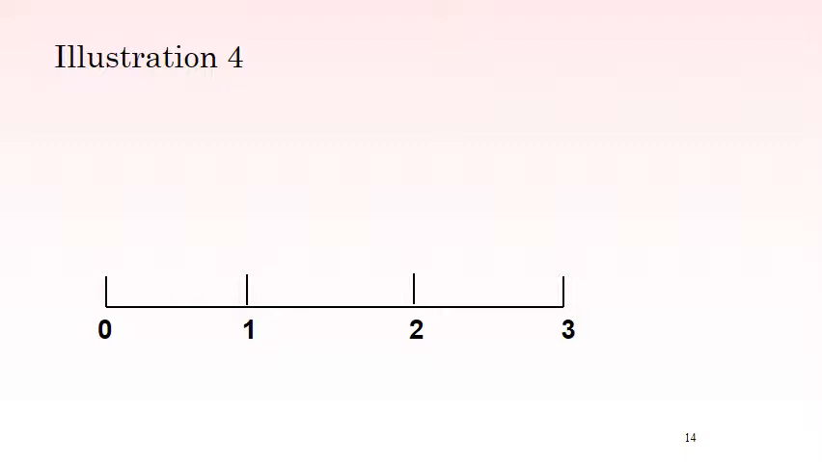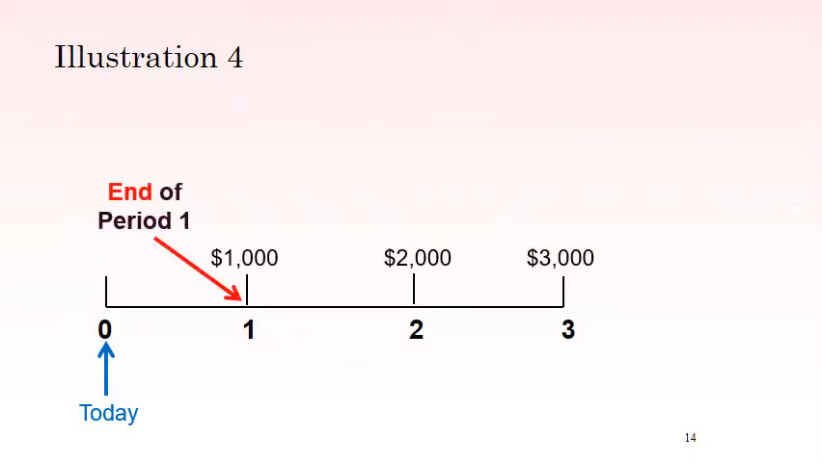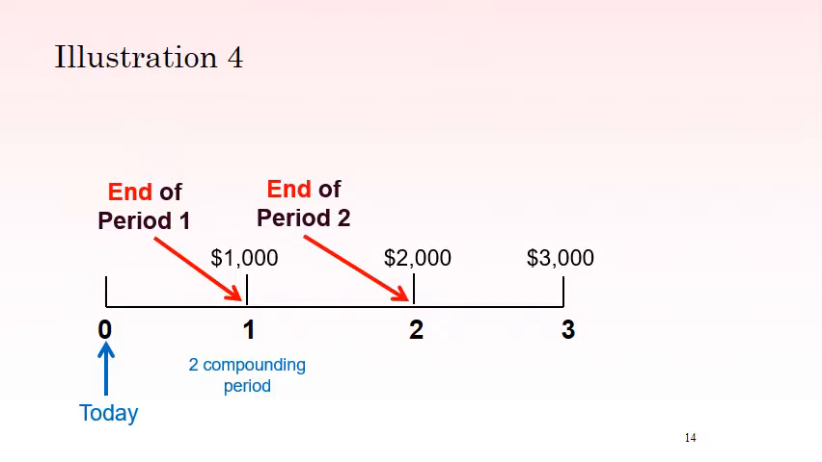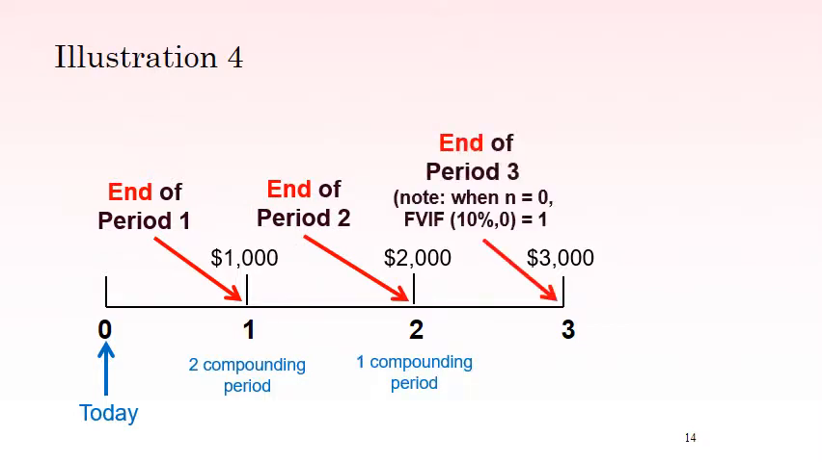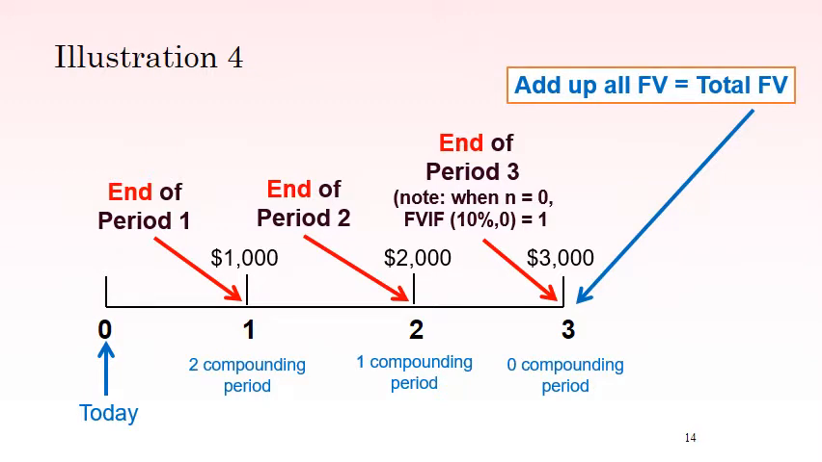Let's have a quick recap for illustration 4. This is today. This is the cash flow given to us. This is the end of the first period, period 1, with 2 compounding periods. This is the end of period 2, with 1 compounding period. And this is the end of period 3, with 0 compounding periods. So we know that if there are 0 compounding periods, the FVIF will be equal to 1. Then at the end of the year, we add up all the FVs to find the total FV.